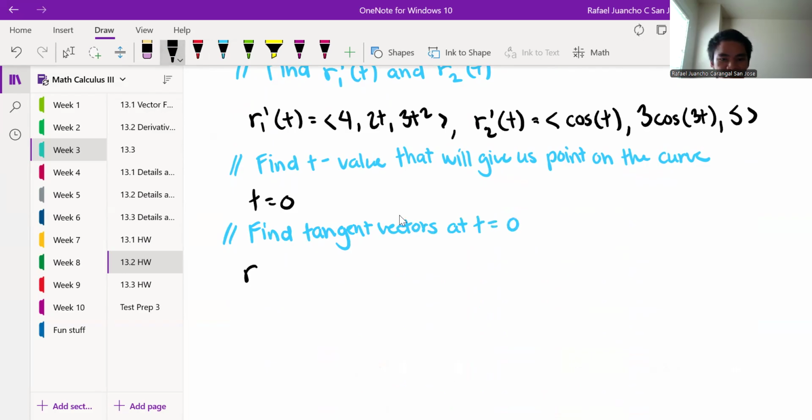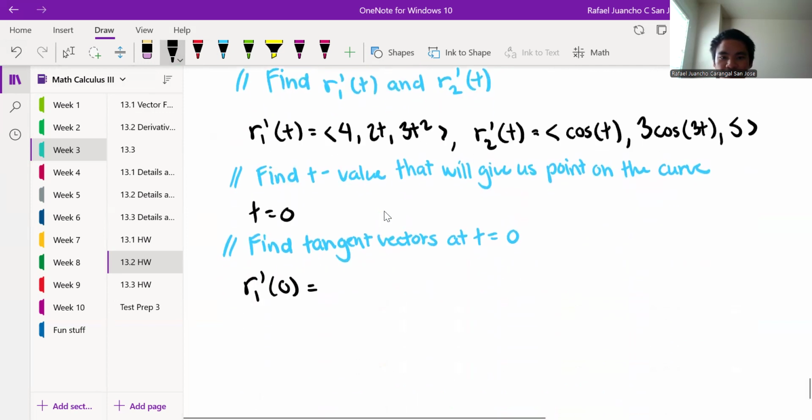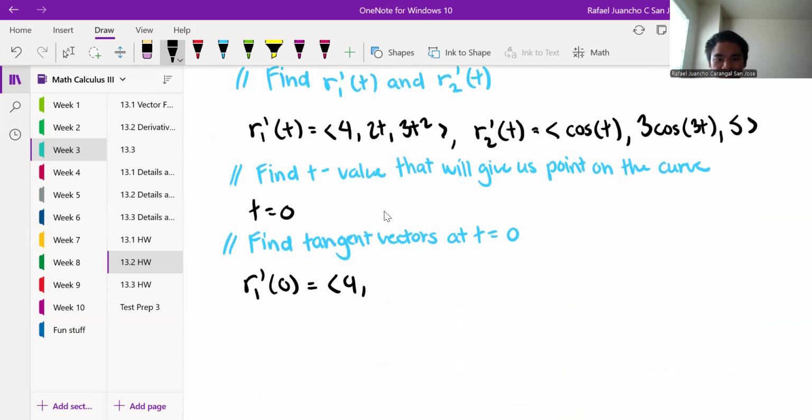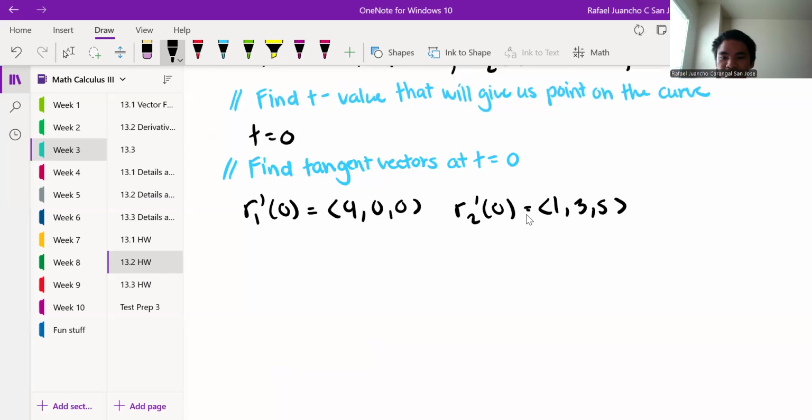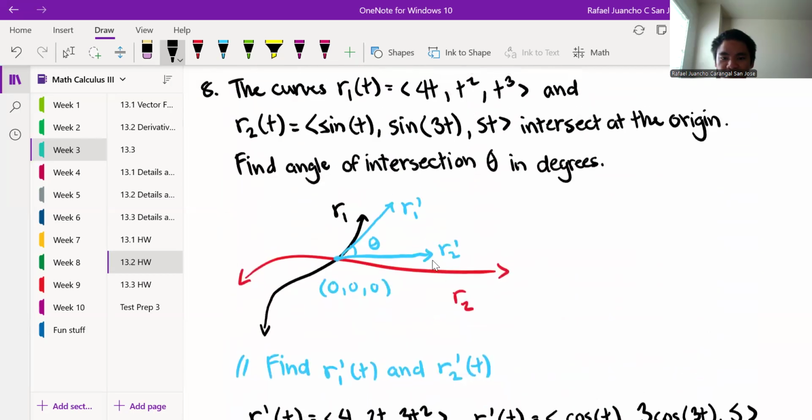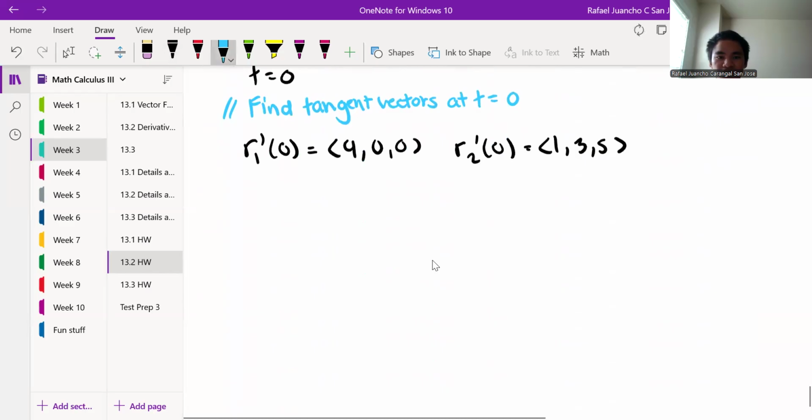So let's do that. You have r1 prime at 0. Here we're using what we know. So this is 4, this is 0, this is 0. And then our r2 prime, this is 1, cosine of 0 is 1. This is 3, this is 5. So those are our two tangent vectors. Now, what do I want to do with these? Well, now I can find the angle of intersection.